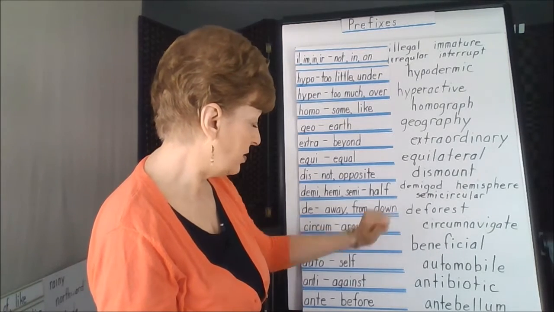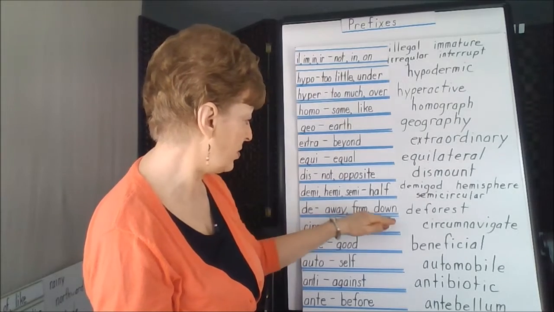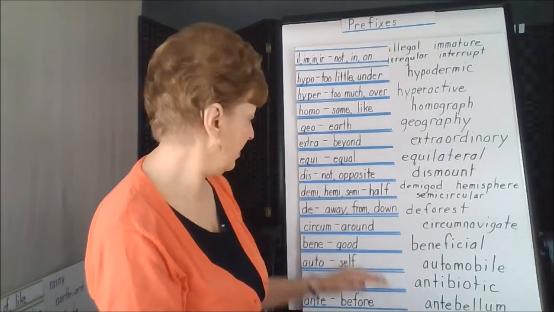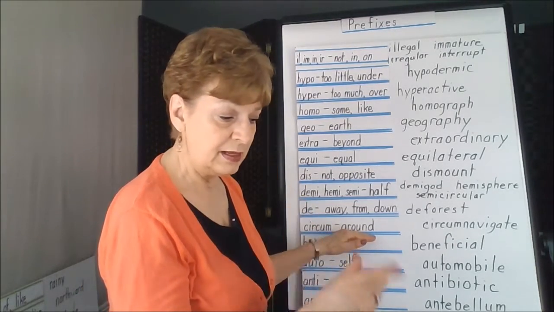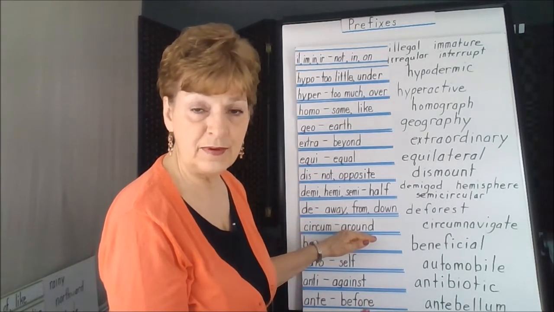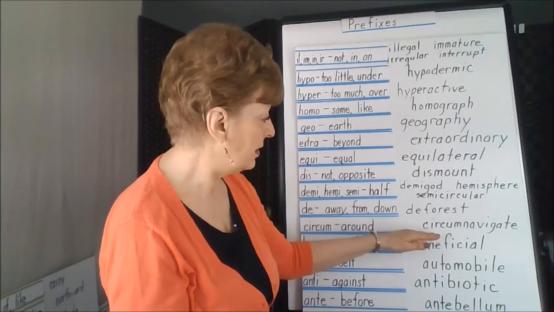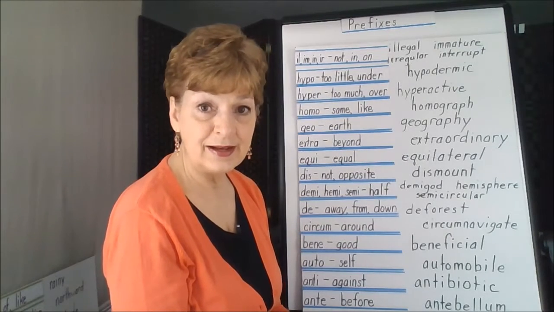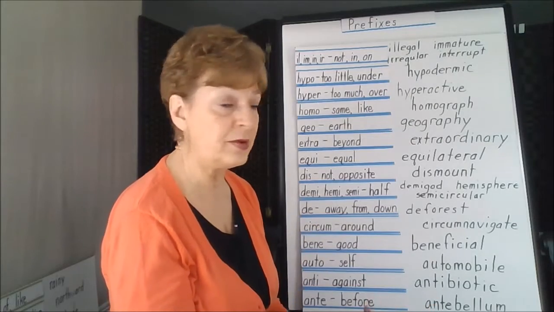Deforest, there's something for our biology class. If it's away from or down, deforest, you're cutting the trees down. Circumnavigate. Circum means around. Lots of times in social studies, you'll hear that some of the early explorers circumnavigated the globe. So circumnavigate would suggest that some of the explorers traveled around the globe.